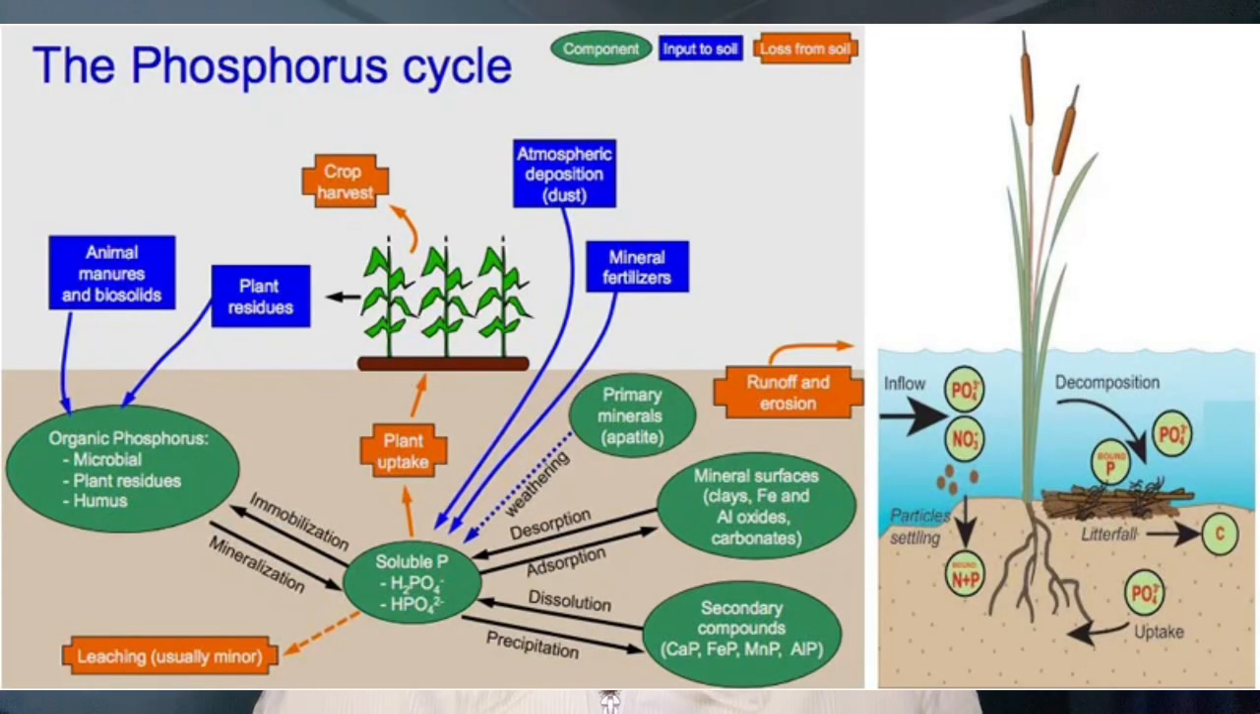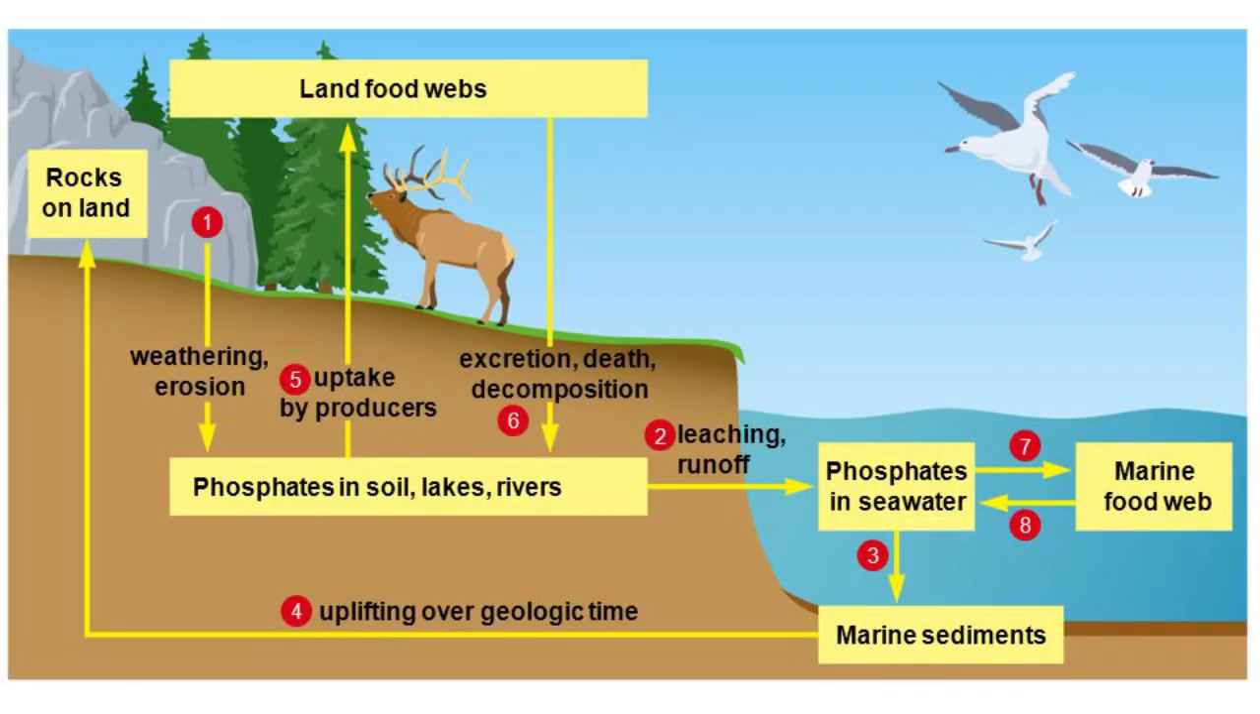Plants absorb phosphorus from the soil and water in the form of phosphate ions. Phosphate is then incorporated into plant tissues, aiding in energy transfer, DNA synthesis, and growth. The third step is movement through food webs. Animals consume plants and other animals, transferring phosphorus through the food chain. Phosphorus becomes part of animal tissues, including bones and teeth, or is used in metabolic processes.